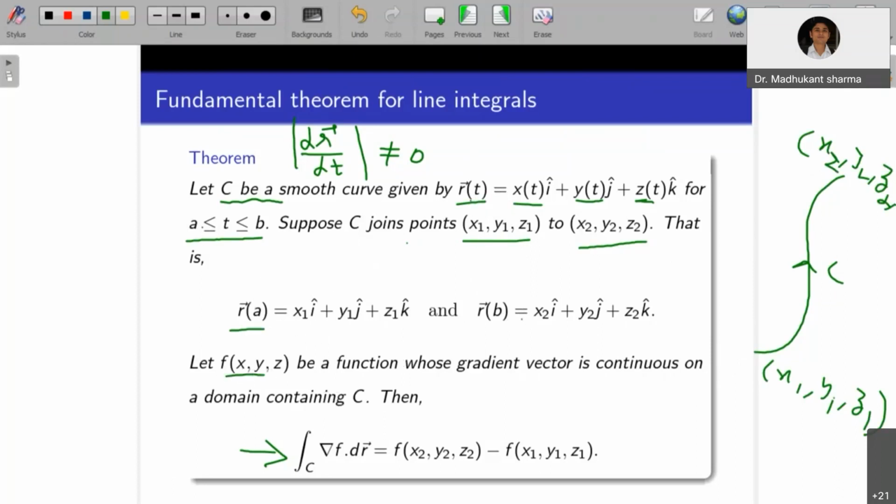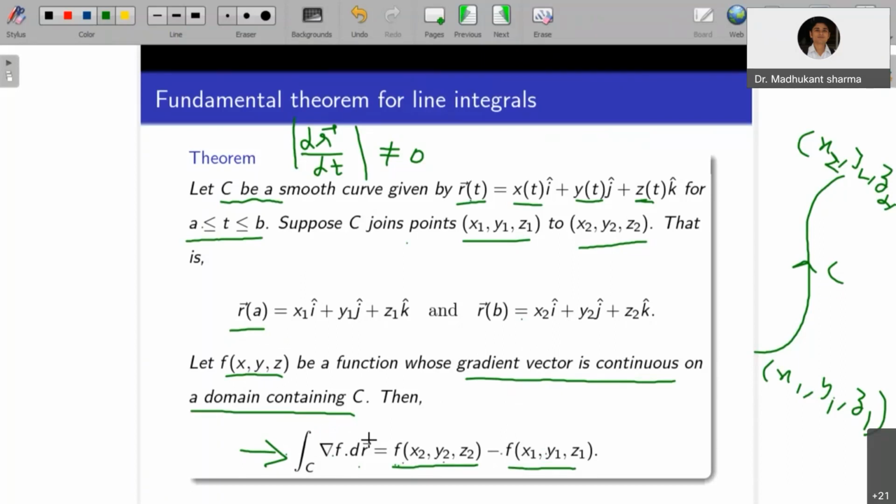Now let f be a function whose gradient vector is continuous on a domain containing C. So this is what is required: the gradient vector should be continuous. You can always obtain a gradient for a scalar valued function f. Then the integral of gradient of f dot dr can be evaluated directly by f at the final value minus f at the initial value. That will give you the integral value.